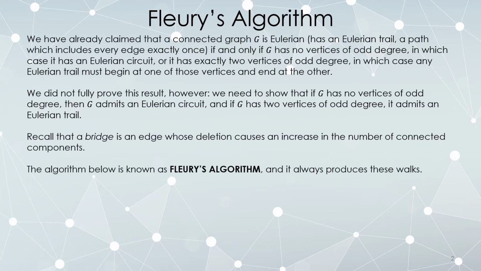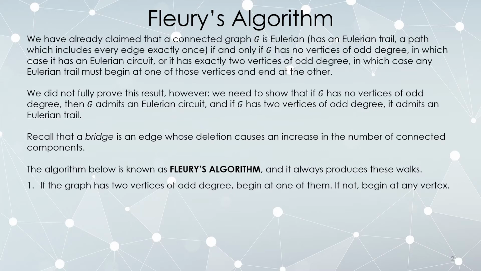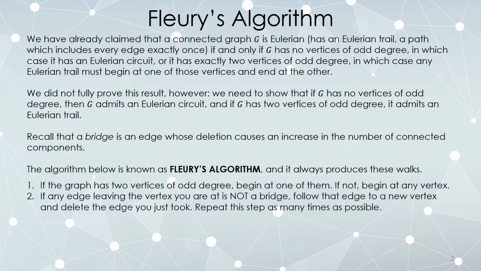So the algorithm that we're going to present is known as Fleury's Algorithm, and it always produces these Eulerian circuits or trails. First step, if a graph has two vertices of odd degree, begin at one of them. If every vertex is of even degree, pick a vertex and begin there. If any edge that leaves that vertex is not a bridge, follow it and go to another vertex and delete the edge you just took.